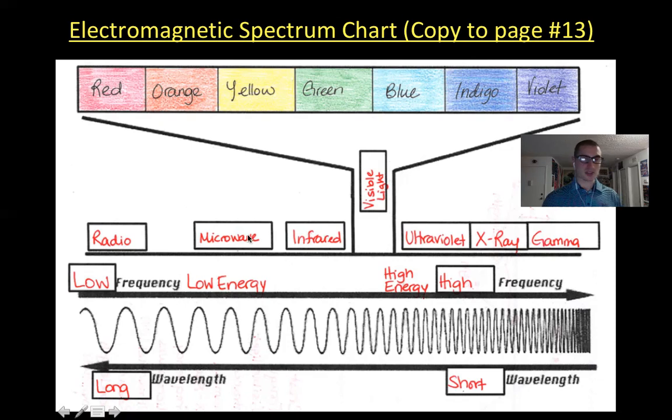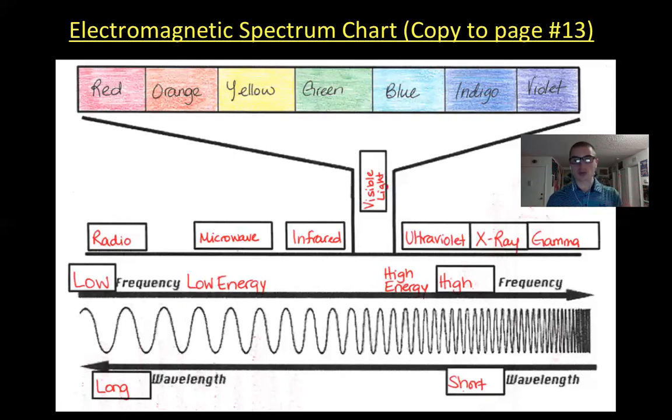Microwaves, which is what we see in space and what we use to prepare many of our foods at home. And then lastly, the weakest are radio waves. Radio waves are the weakest. They're the lowest frequency, but they have the longest wavelength. So low energy on the far left, high energy on the far right. Super important. Make sure to write this down on page 13.